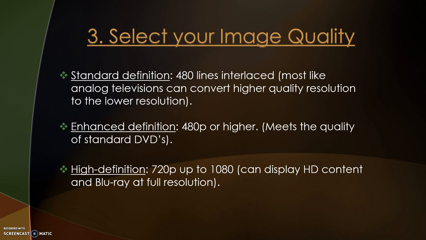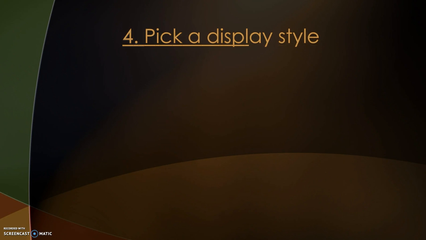And the difference is that 480p, or pixel lines interlaced, is what any analog television can do. That's the standard. The enhanced is a little bit higher and just meets the quality of any regular DVD. High definition is for Blu-ray or other HD content.